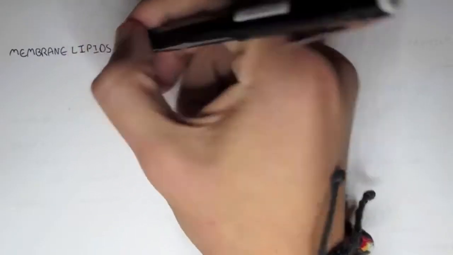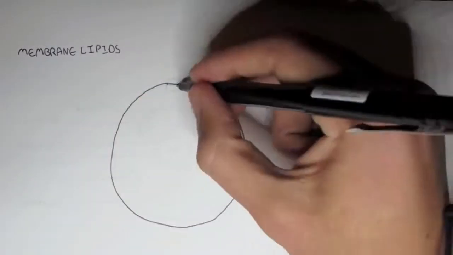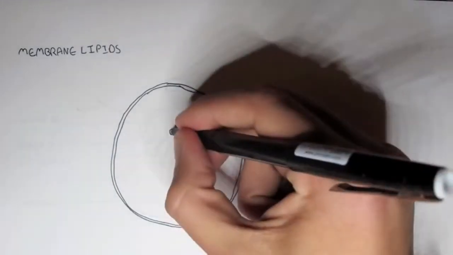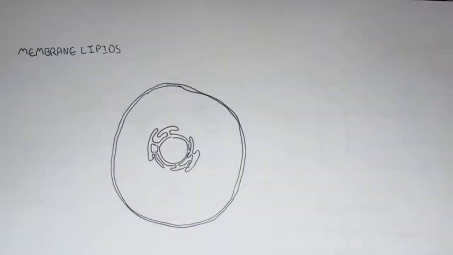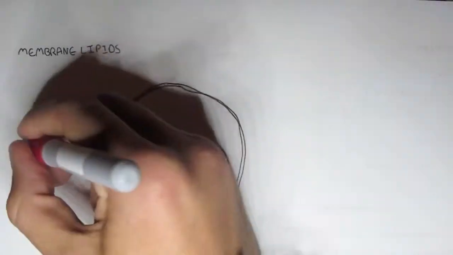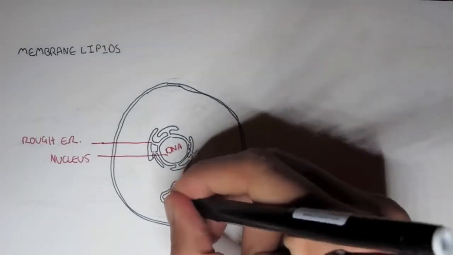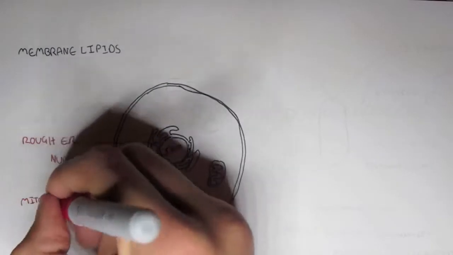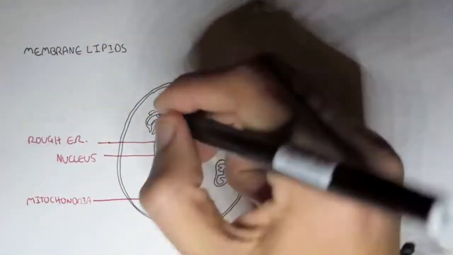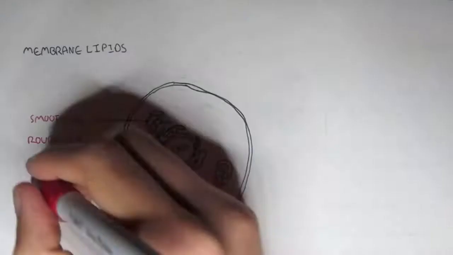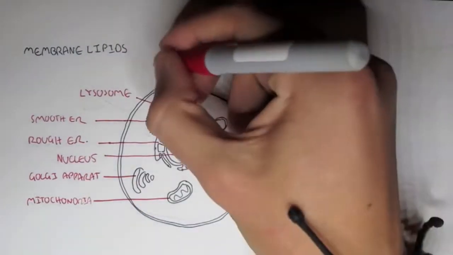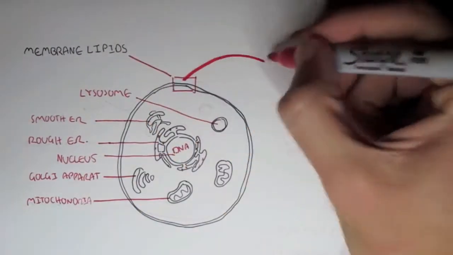This video is on membrane lipids, so the cell membrane itself. Let's just look over the cell and the organelles and structures within it. Here we have the nucleus where the DNA is stored. We have the rough endoplasmic reticulum around the nucleus. We have mitochondria, the smooth endoplasmic reticulum with the ribosomes. We have the Golgi apparatus, lysosome, and we are concentrating on this part, which are the membrane lipids.